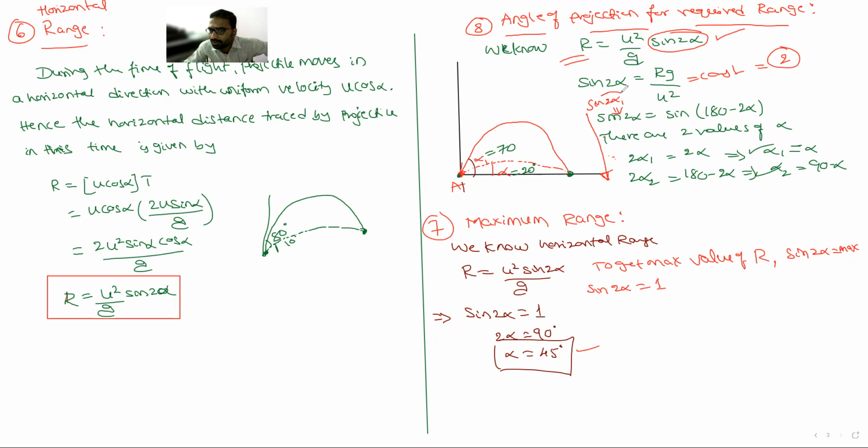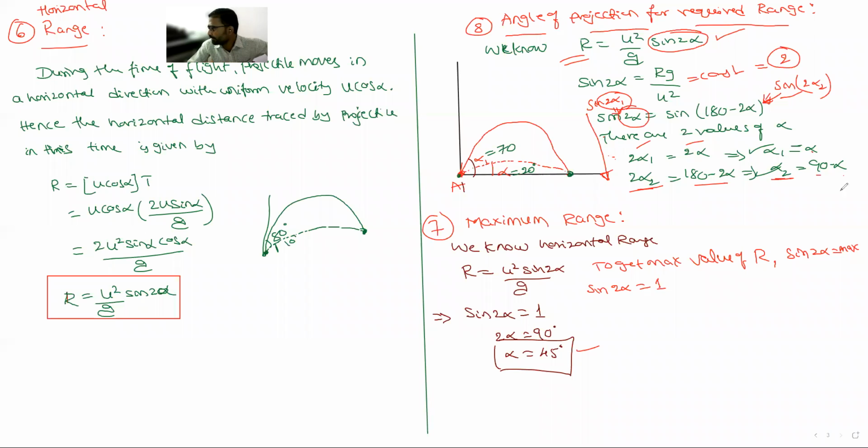Then 2 alpha 1 is equal to 2 alpha. So here, ye dono ko compare kar diya maine. 2 alpha 1 is equal to 2 alpha. So this means alpha 1 is equal to alpha. Then remaining is for this equation, I am taking sine of 2 alpha 2, the second equation. I am comparing these two equations. That is 2 alpha 2 is equal to 180 minus 2 alpha. So I want alpha 2 value, 90 minus alpha.